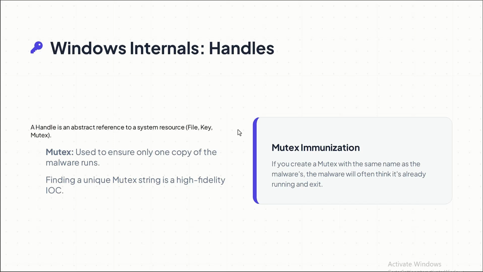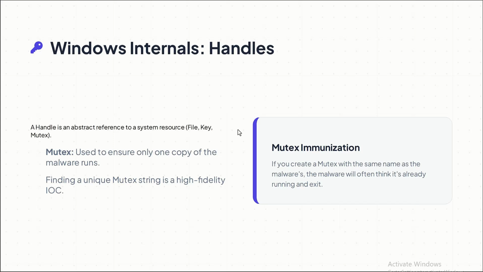Well, handles. A handle is an abstract reference to a system resource like a file, key, or mutex. One of the most important tips here is about mutex. You can actually detect the malware family through a mutex. So what's a mutex? A mutex is used to ensure only one copy of the malware runs. So if you are already infected with the WannaCry ransomware, it creates a specific mutex. So when you double click on WannaCry again, it doesn't infect your machine again because your machine is already infected and the mutex is already present from WannaCry.